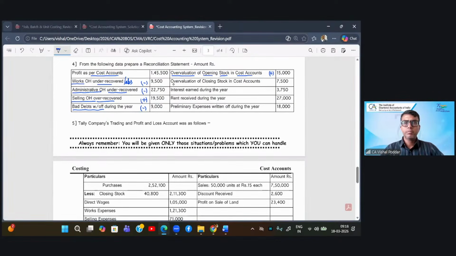Second, again overvaluation is given. Now it is of closing stock and it is in costing books. Closing stock is a credit item. If a credit item is more, what will be the impact on profit? The profit will be more. So if closing stock is more, closing stock being a credit item, automatically the balancing profit is more in costing books, because this overvaluation is in costing. So my costing profit is higher because of this particular adjustment. I have to climb down.